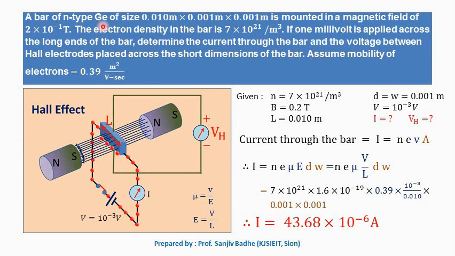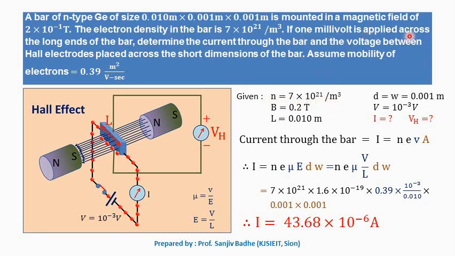A bar of N-type germanium of size 0.010 meter by 0.001 meter by 0.001 meter is mounted in a magnetic field of 2 into 10 raised to minus 1 Tesla, that is 0.2 Tesla. The electron density in the bar is 7 into 10 raised to 21 per meter cube. That means concentration of electrons is 7 into 10 raised to 21 per meter cube.